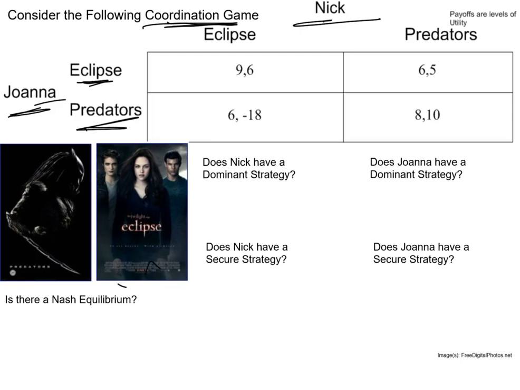Hopefully this isn't too old of a reference, but you're familiar with what these Eclipse movies were like. And maybe you even know what the movie Predators is like. Again, we've very much got the sci-fi horror slasher movie, which is very much up Nick's alley. And then you've got the vampire movie. I don't know how you describe those, but they were not up Nick's alley. But Joanna very much liked those kinds of movies.